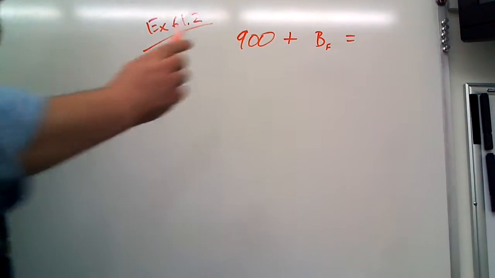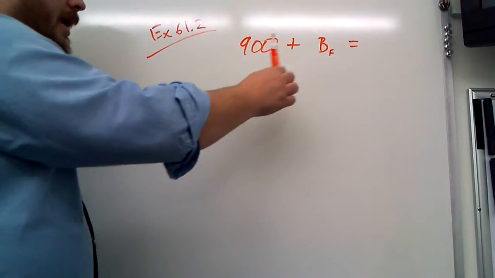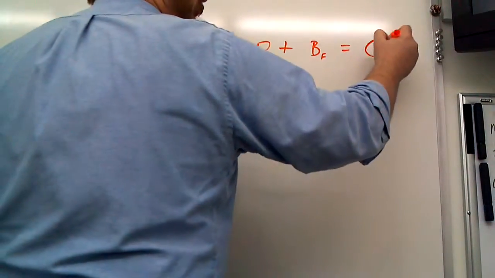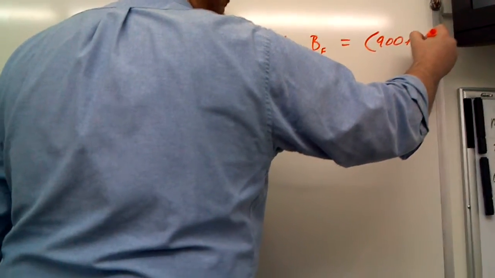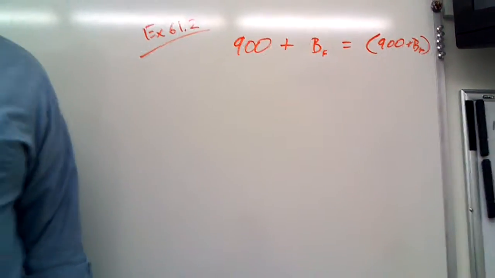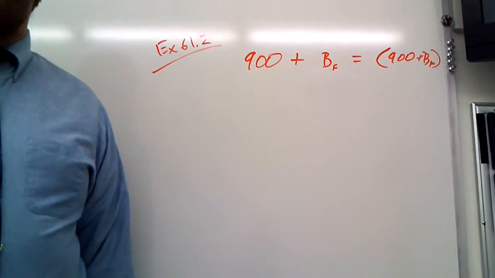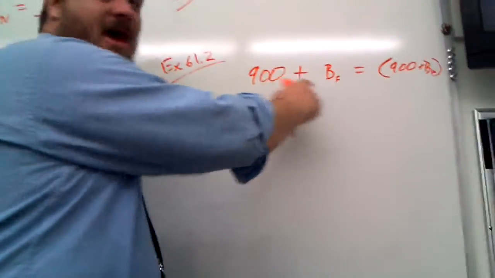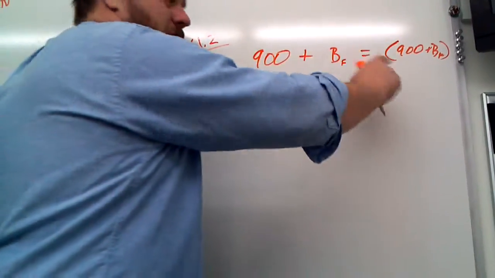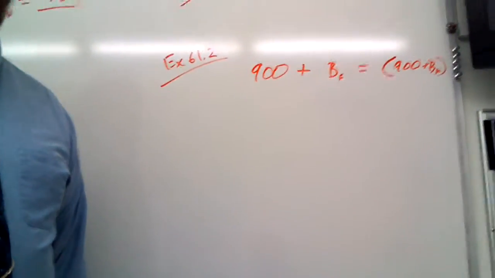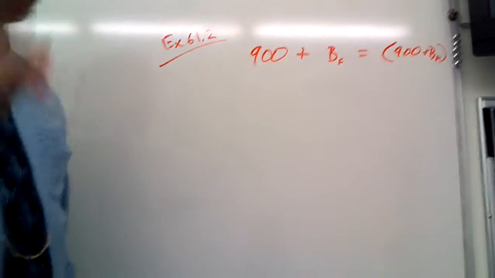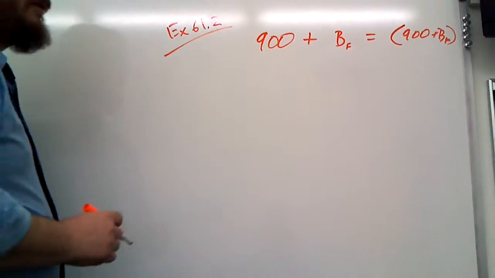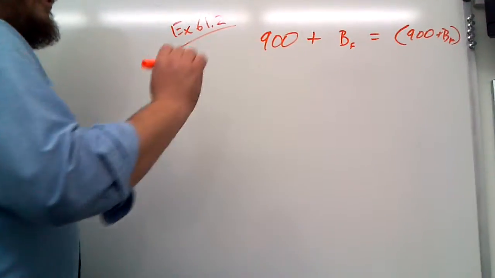Watch carefully. 900 plus BF equals 900 plus BF. Did I lose any of you? No. 900 plus BF equals 900 plus BF. Couldn't it be BF plus 900? If you say 900 BF, that's multiplying.